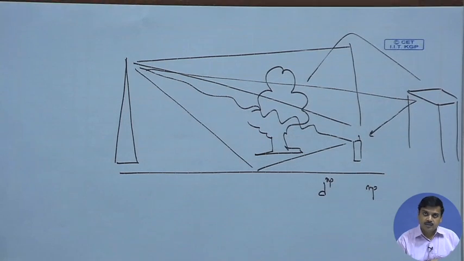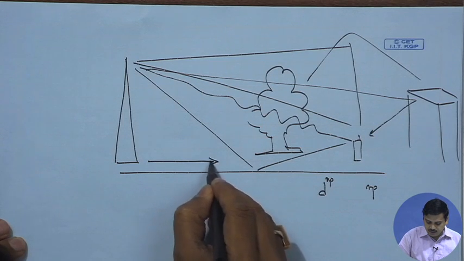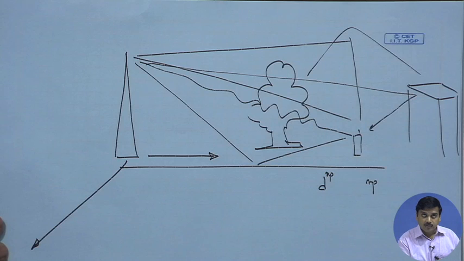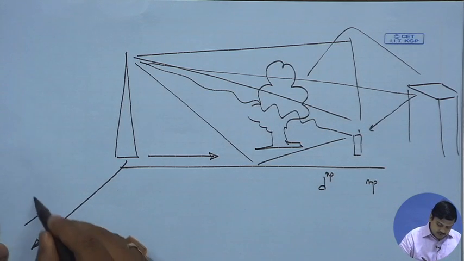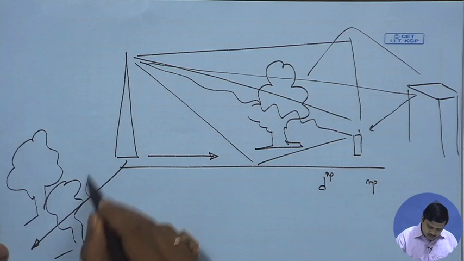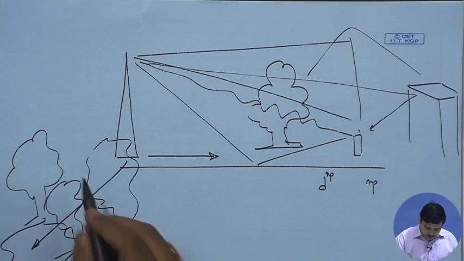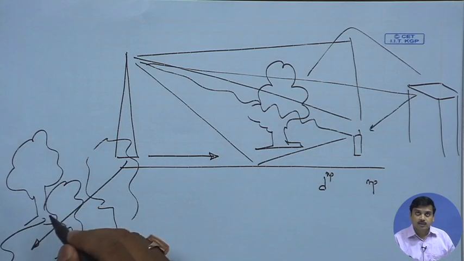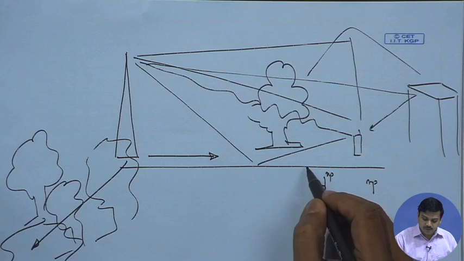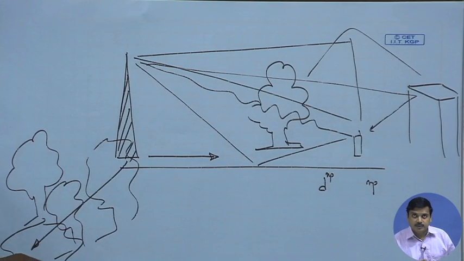Now, if we take the same scenario into account, and instead of proceeding in this direction, we start proceeding in this direction, we might encounter a different situation. For example, there could be a lot of trees around, there could be a water body, and there could be a lot more buildings around. So, the whole propagation environment here is different from the propagation environment in here. However, we are talking of the same radiator.